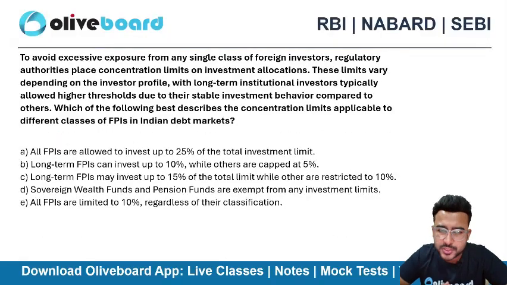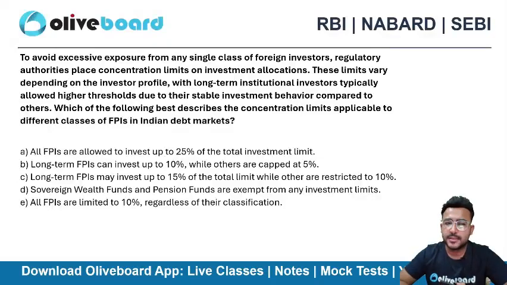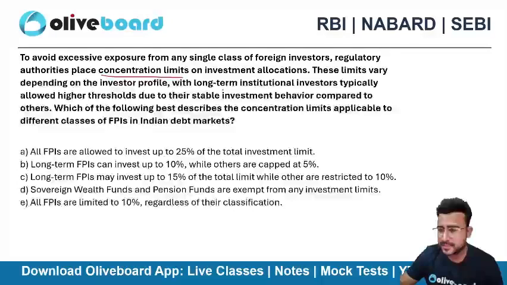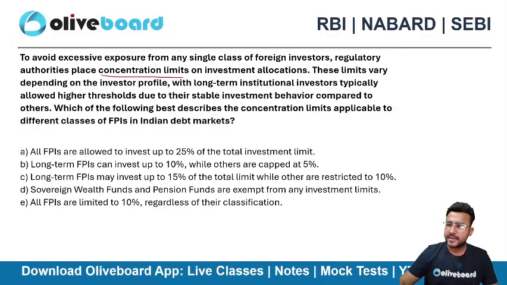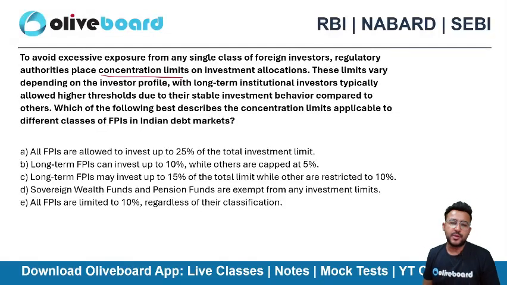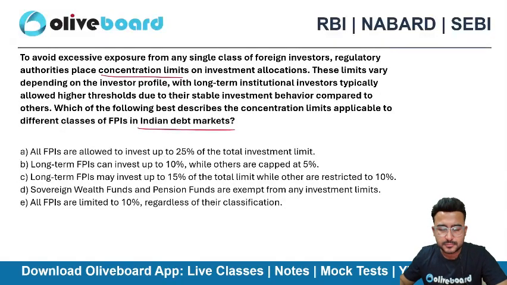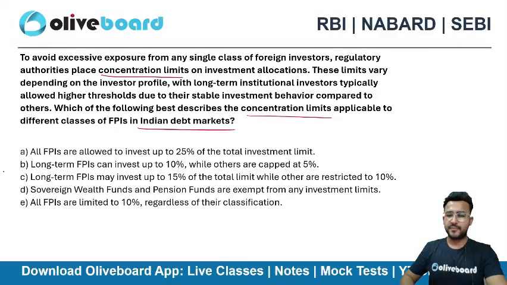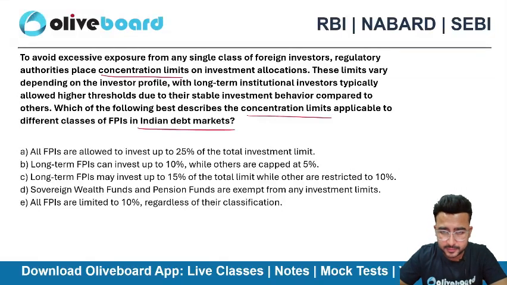To avoid excessive exposure from any single class of foreign investor, the regulatory authorities place concentration limits. So what are the concentration limits on the investment allocation? Now, these limits vary depending on the investor profile. While long-term institutional investors are typically allowed a higher threshold due to their stable investment behavior compared to others, which of the following best describes the concentration limit applicable to the different classes of FPI in the Indian debt market?